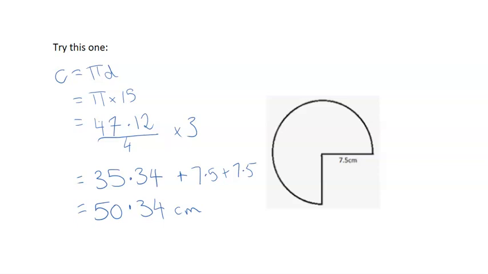So divided it into quarters, then I had 3 of them. Then I got 35.34, etc. Then I added the other 2 sides that you can see exposed here, and there's my final answer, 50.34. I only round at the end, my final answer.